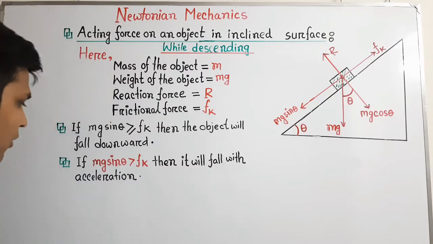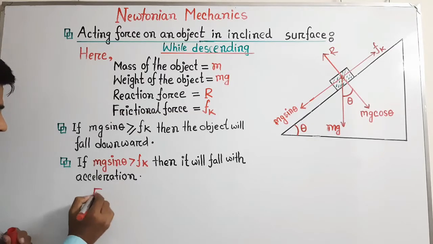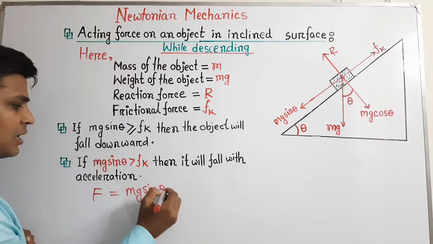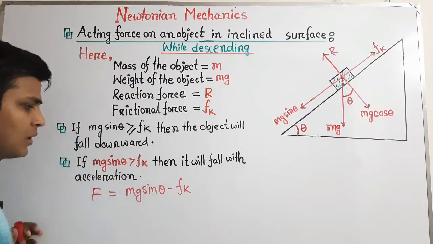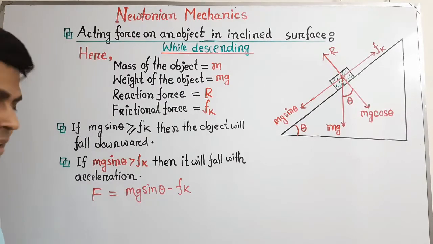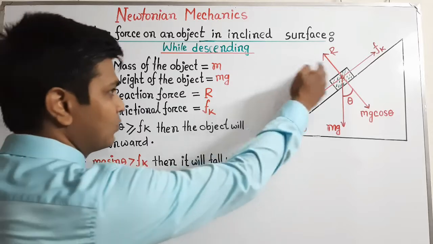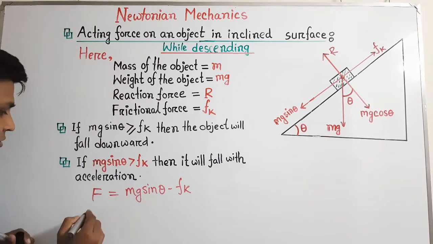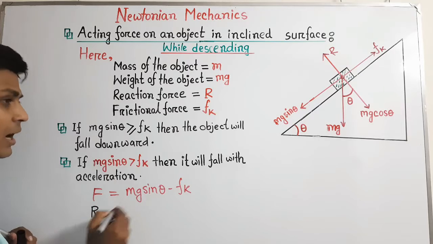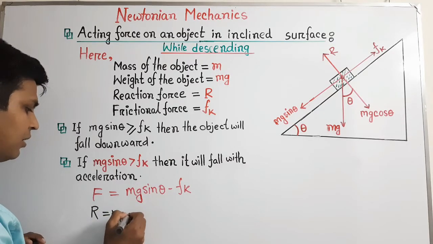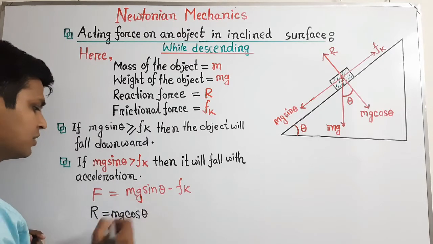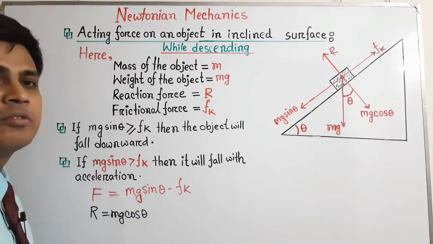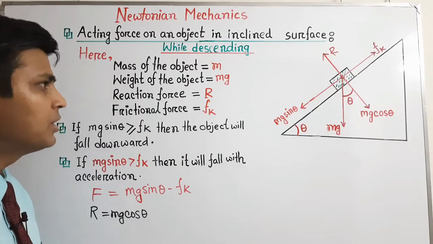In that case, the formula of the effective force will be F equals mg sin theta minus Fk. And at that time, the reaction force, that means the value of R, will be equal to mg cos theta. Now if the object moves with uniform velocity, then what will be the condition?